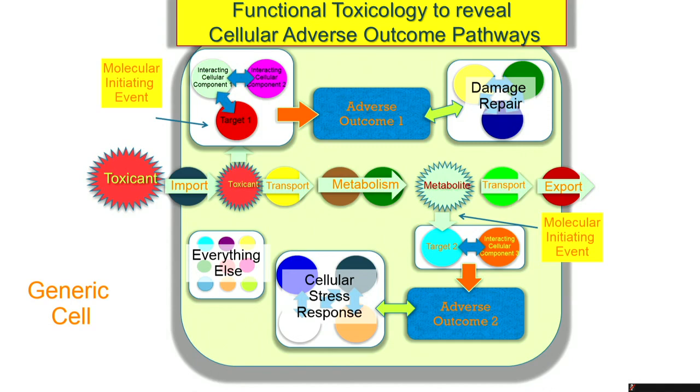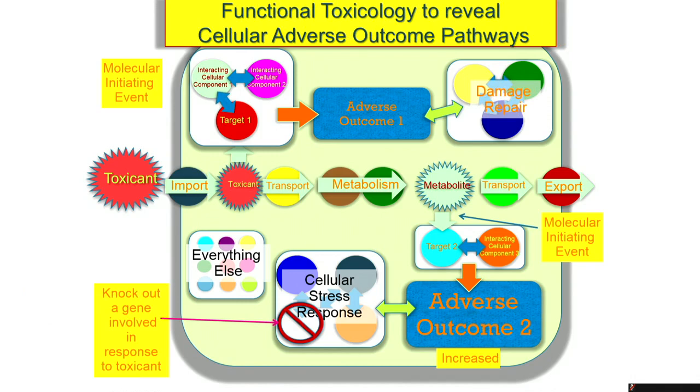So here is my generic cell, and you can see there's a whole series of steps where the toxicant is brought into the cell, it's metabolized, maybe it hits something, there's a bad outcome here, the cell responds, maybe there's another one up here responding to that. And our challenge is, for a given toxicant, and for the vast number of toxicants, how the heck do we figure this all out for all of the cells out there?